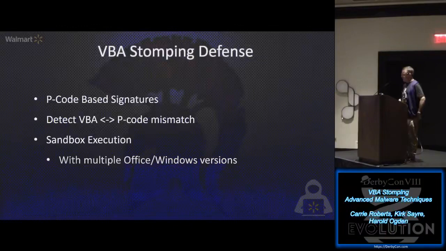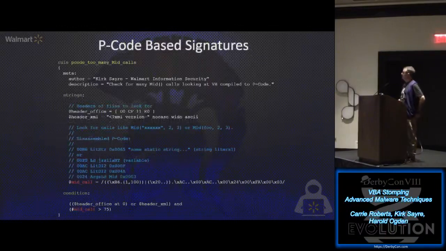So what do these defenses look like if you implement them? What we have up here is an example of a signature that's written based on the P code rather than the VBA source code. So this is a Yara signature. There are a few AV tools out there that allow you to include custom Yara signatures.